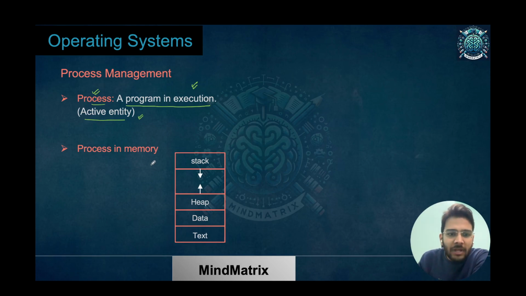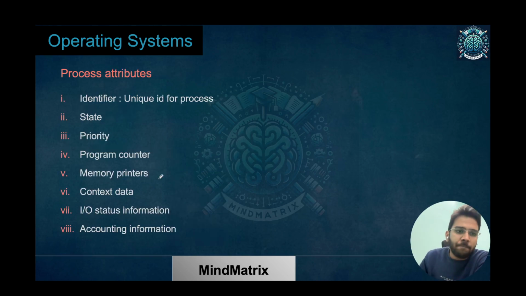So this is the memory layout of a process. We have the text section, or we can say the code section. We have the data section where we have the static variables and the global variables. Then we have the heap for dynamic memory allocation and the stack for activation functions and all. Heap grows upwards and stack grows downwards. So this is the memory layout of a process. Okay. Now let's proceed further.